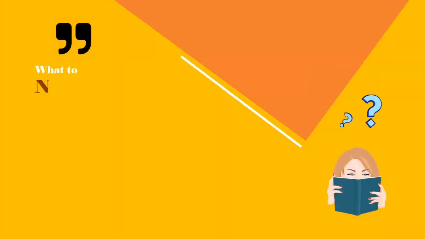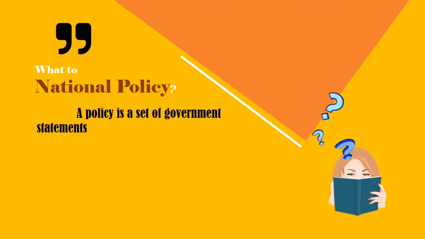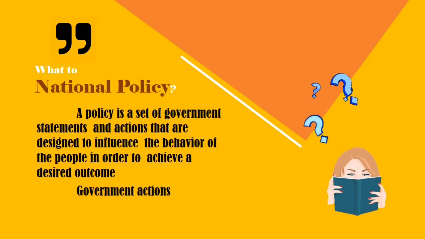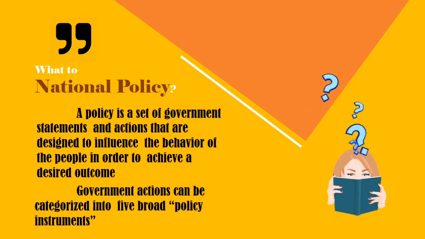Now let's discuss national policy, particularly with population growth. Defining policy, this is a set of government statements and actions that are designed to influence the behavior of the people in order to achieve a desired outcome. Or these are government actions that can be categorized into 5 broad policy instruments.